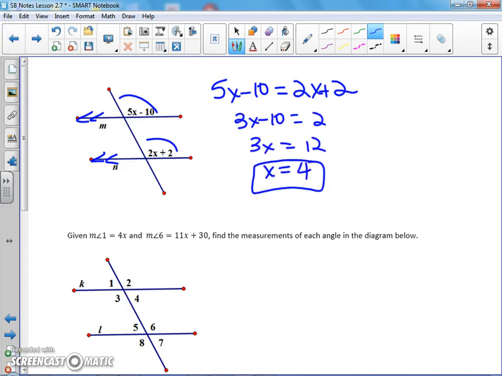Hopefully you found that the answer was 4. If not, look through the steps here and find your mistake.